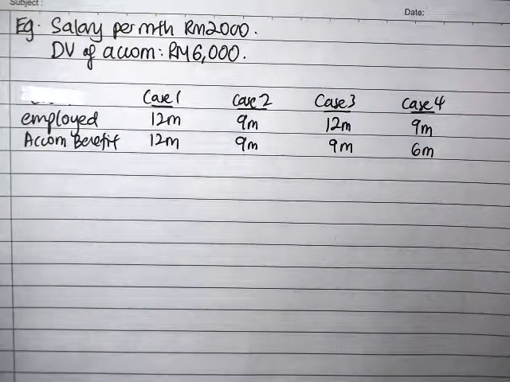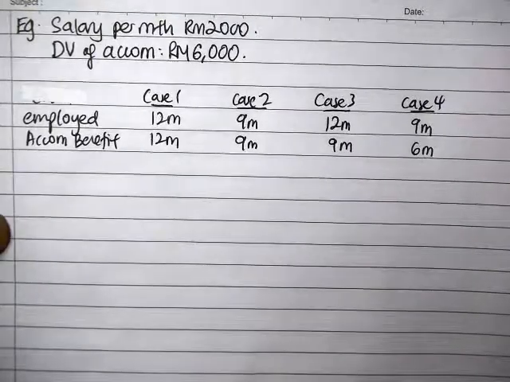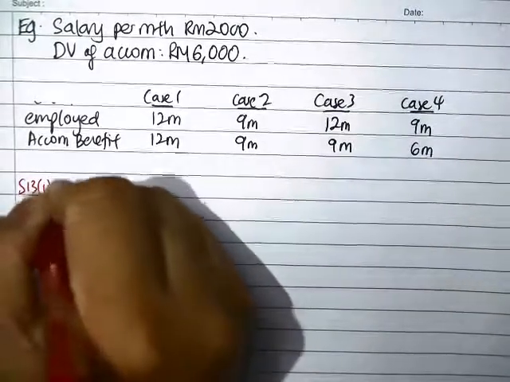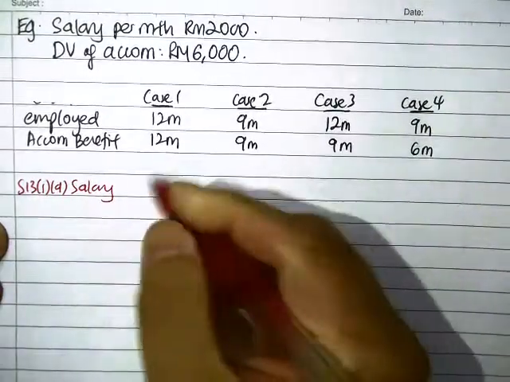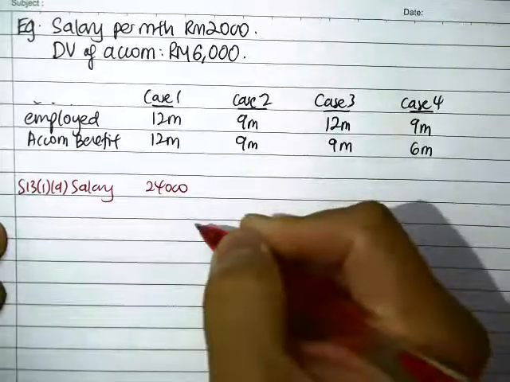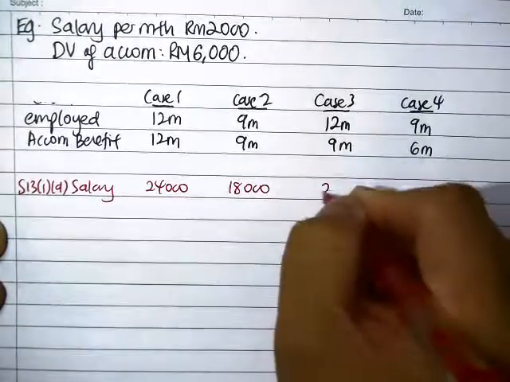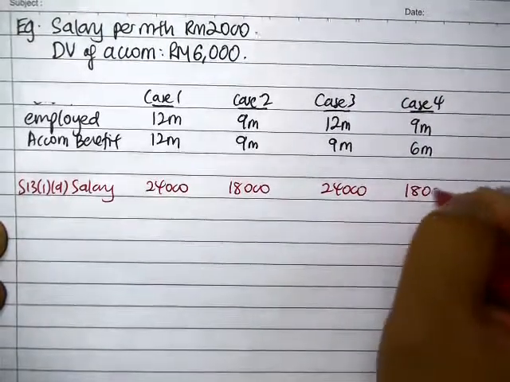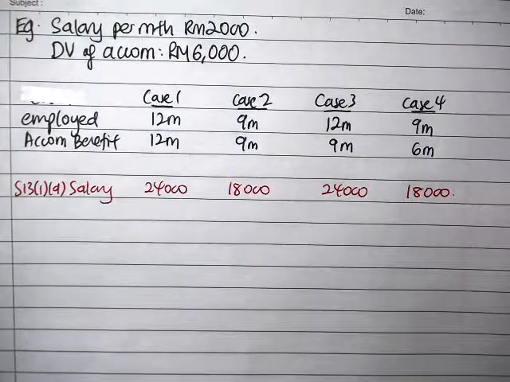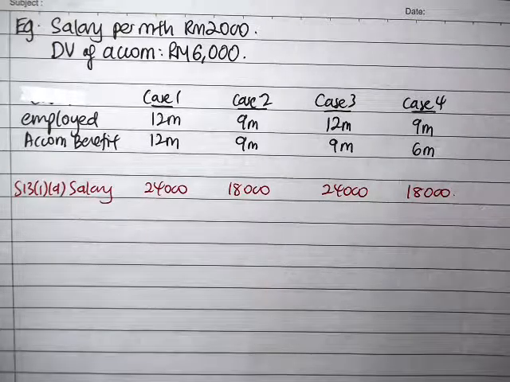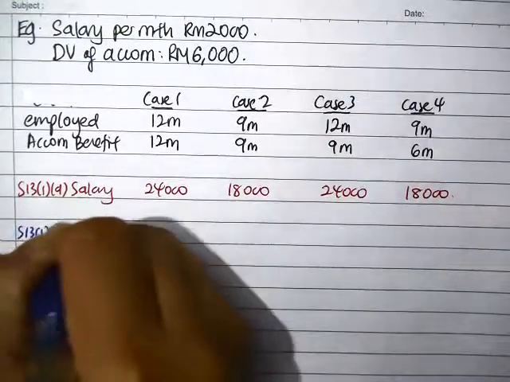Okay, so in exam, we do not know which one the examiner will test you. So you gotta be very careful about how to do the apportionment, okay? Now, so if you look at my 13.1A salary, in this case is 24, this is 18, this is 24, this is 18. Okay? Correct, huh? Okay. So now I'm going to work out the value for 13.1C.